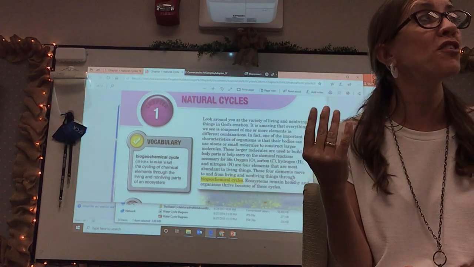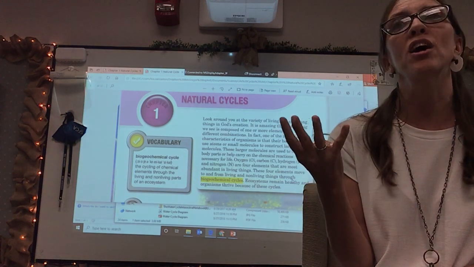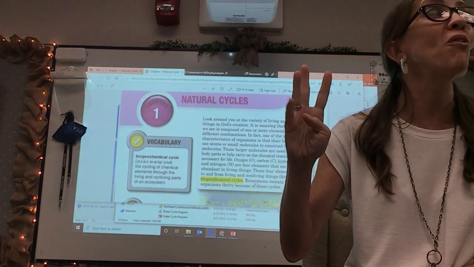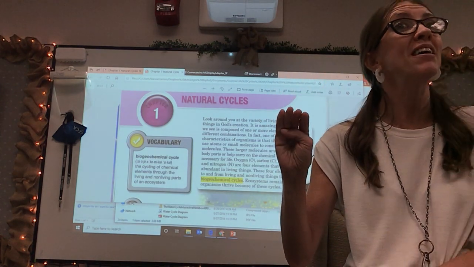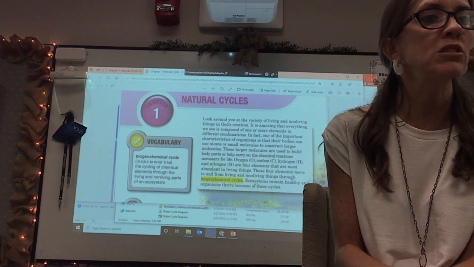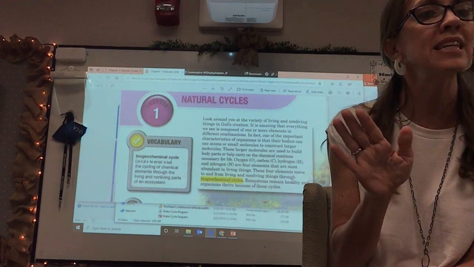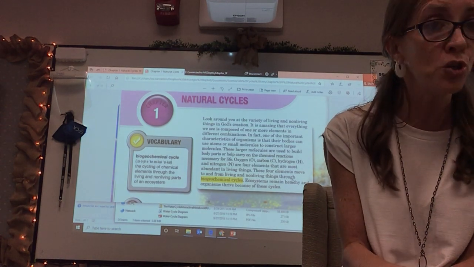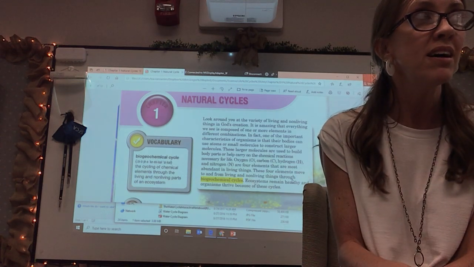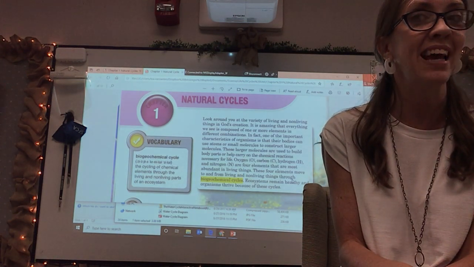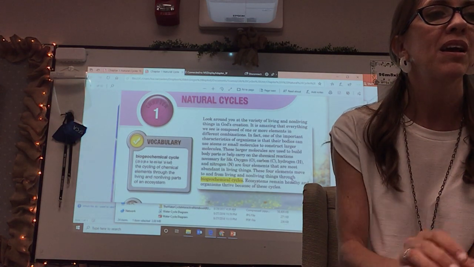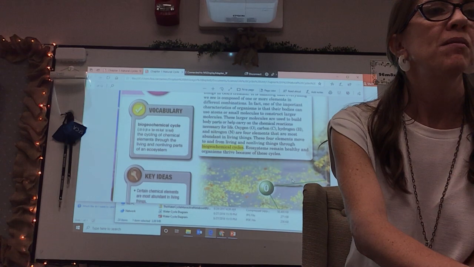And how do we remember those 4 things? What word do we use? HONC with a C. Hydrogen, oxygen, nitrogen, carbon. You're going to need to know those 4 things and that number for the test. Okay, so those are the 4 elements that are most abundant in living things. And then it goes on to say these 4 elements move to and from living and non-living things through what? What's the big long word up there that's highlighted? Biogeochemical cycles.